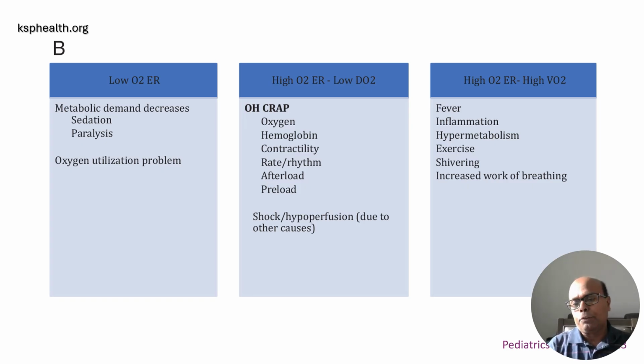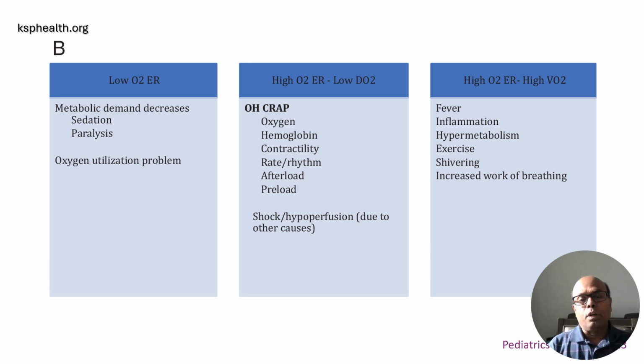There are three groups of patients you can see when you use oxygen extraction as the important principle. There are conditions where oxygen extraction is low, yet the patient may still be in shock, like cyanide toxicity, or in patients in the ICU who are undergoing deep sedation or paralysis, whose oxygen extraction ratio is lower.